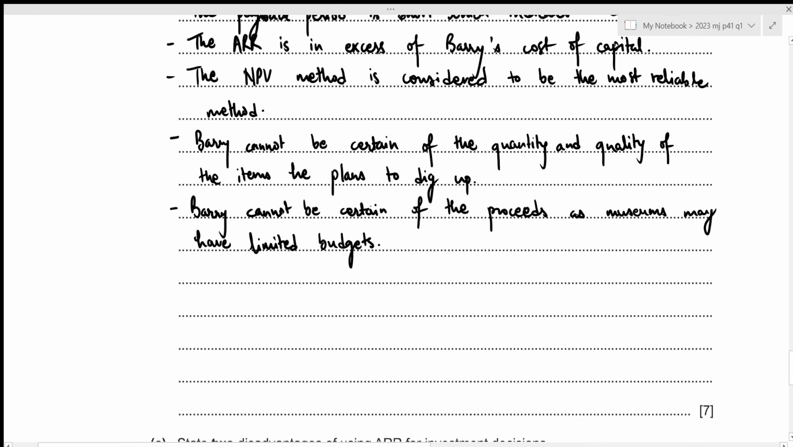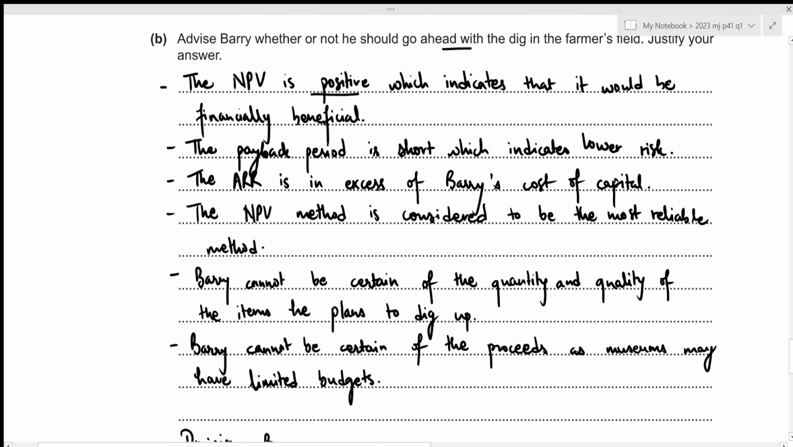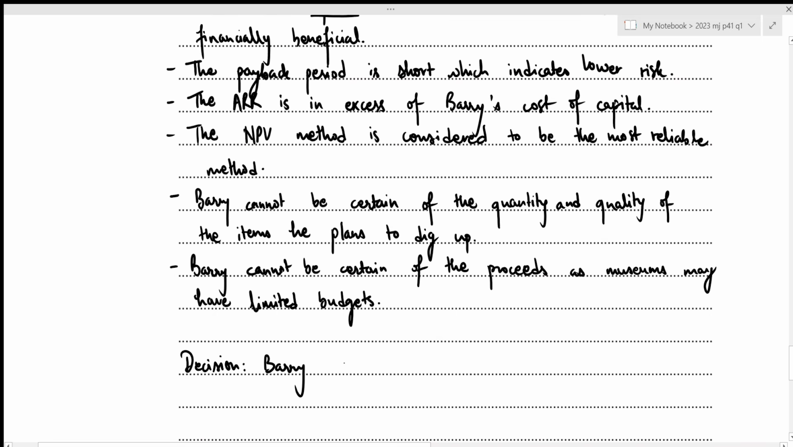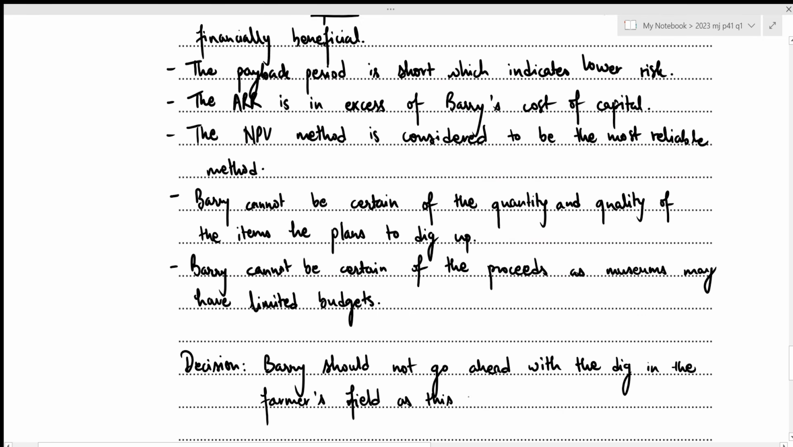It's all estimates. So my decision is that Barry should not go ahead with the dig in the farmer's market. Oh, sorry, farmer's field, as this is an inherently risky venture.